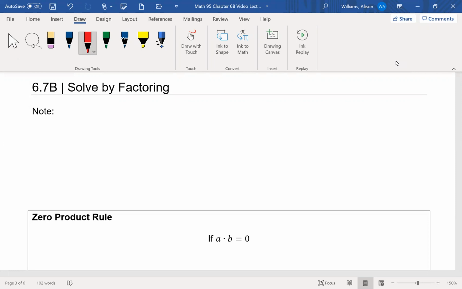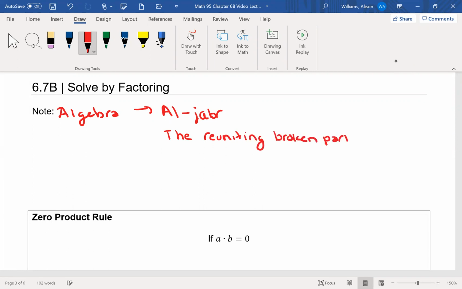Algebra actually comes from the Arabic word aljabar, and it translates into the reunion, or the reuniting, of broken parts or pieces. It was a medical term, and it was this idea that you could bring two pieces back together, join them back together. Now, here's how that relates to solving.